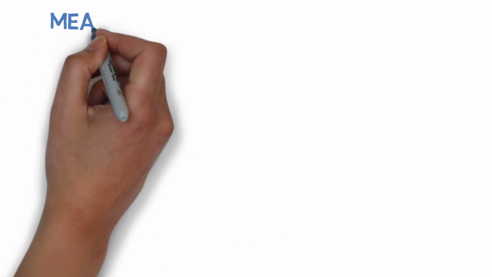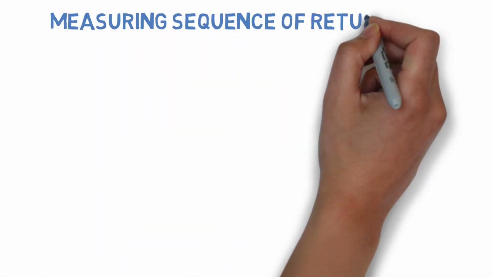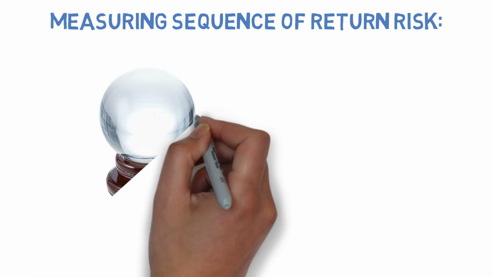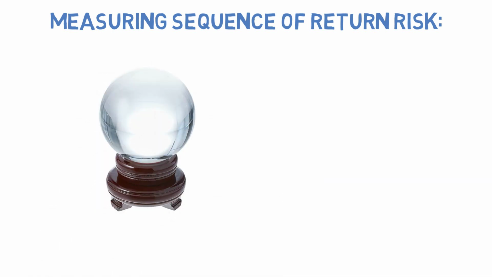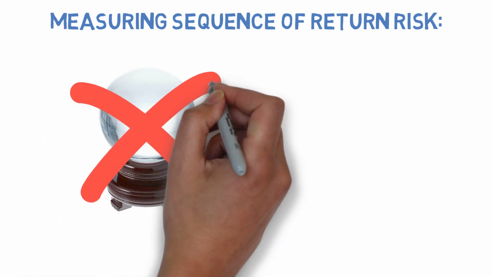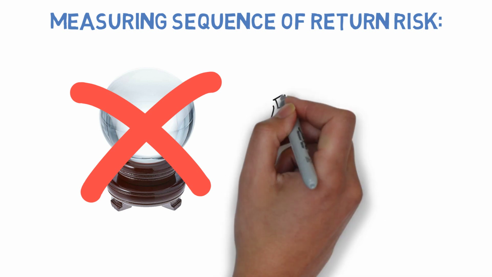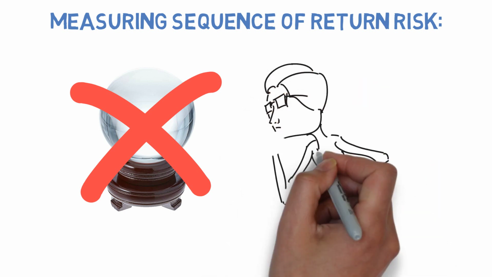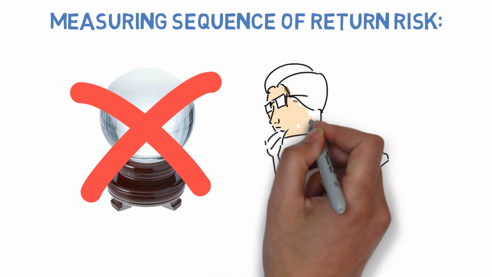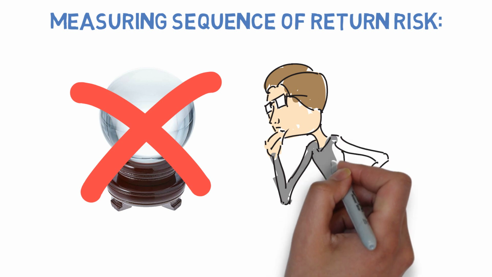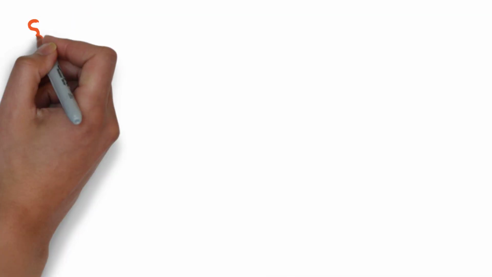With that being said, how do we actually measure sequence of return risk, since we can't predict what the future of any investment will hold? Well, there's no foolproof method, unfortunately, because none of us have a crystal ball telling us what's going to happen with various investments in the future, but there are some statistics that we can look at to give us a better idea of what investments typically have a lower sequence of return risk, and thus allow us to make more educated decisions on how to invest our money. Let's go over a few of the basic ones.